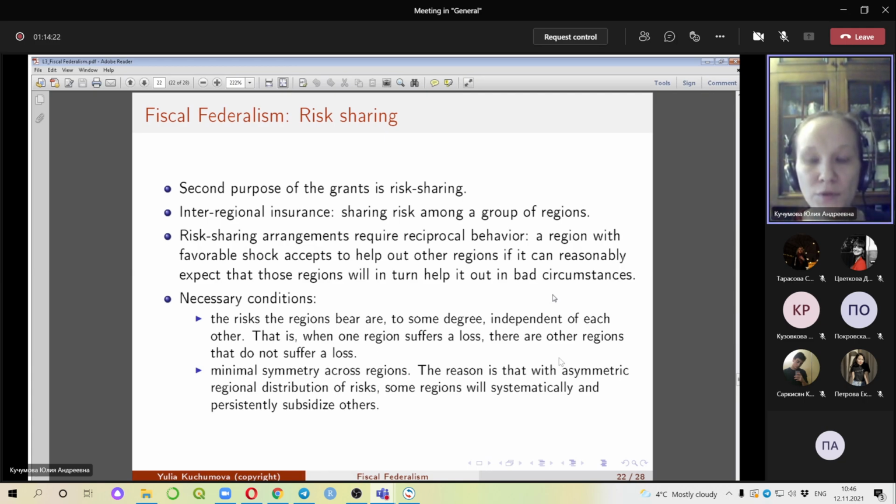A specific risk sharing arrangement requires reciprocal behavior. A region with a favorable shock accepts to help other regions if it can reasonably expect that those regions will in turn help it out in bad circumstances. Imagine a simple story: there are just two regions, and for one region to be willing to help the other, it should expect that in the future there will be a situation where the other region will help this first region.